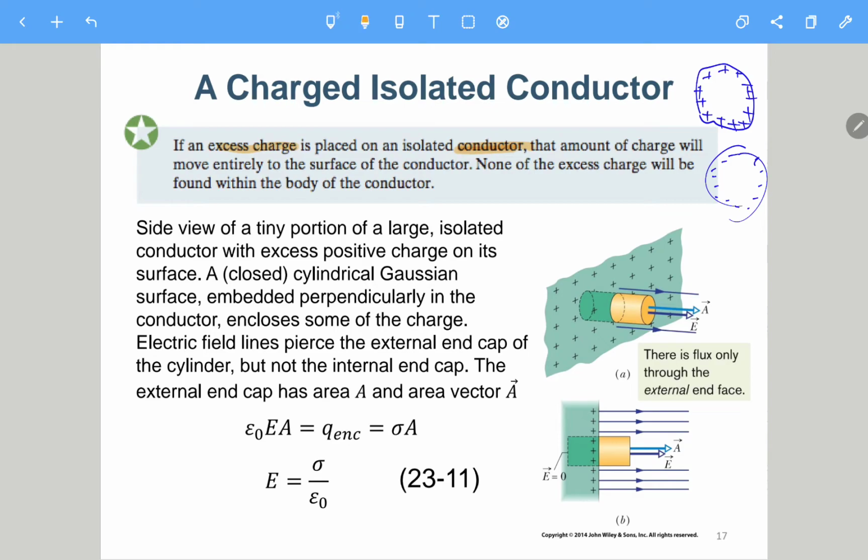So here we have a metal. Suppose it is a very large piece of metal, and then we try to calculate the E field generated by this metal with excess charge.